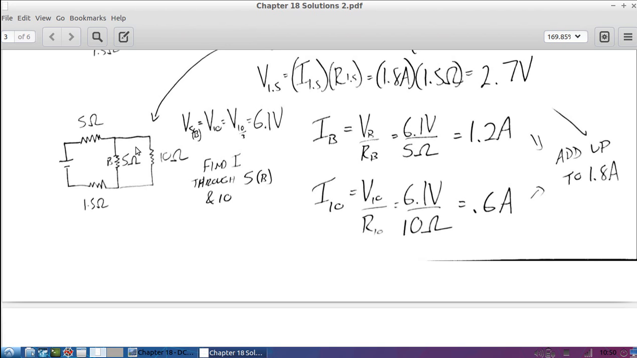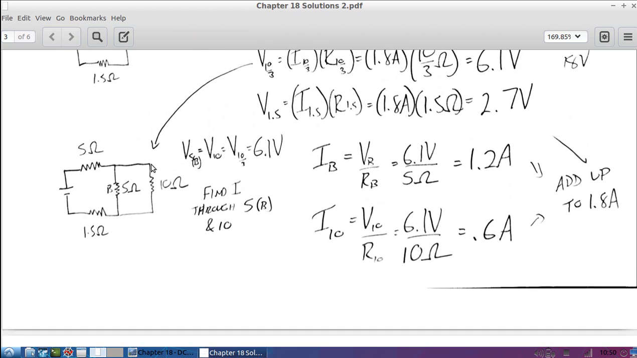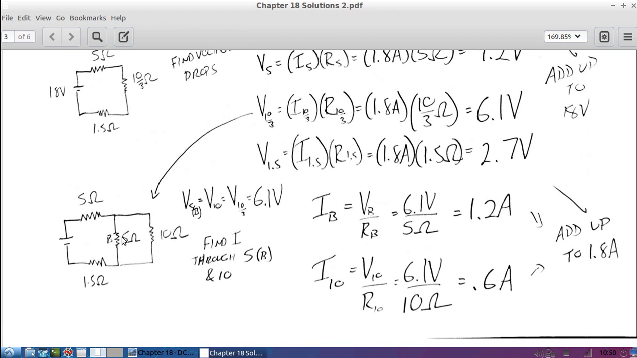So these are 2 resistors in parallel. They have the same voltage drop across them, and the voltage drop across them is not the voltage supplied by the battery, it's the voltage across the 10/3 ohm resistor. So I'm going to use this 6.1 volts as the voltage across these 2 resistors to find the current, right? I'm looking to see how the current gets split up at this junction. So I'm going to use I equals V over R.